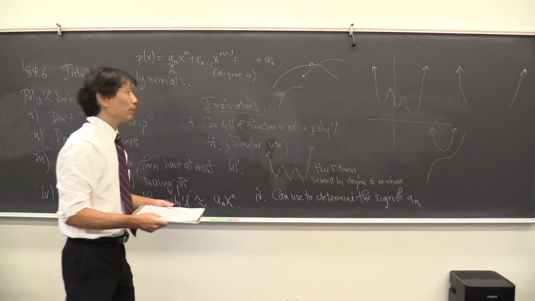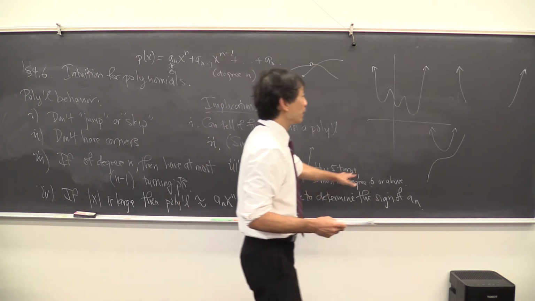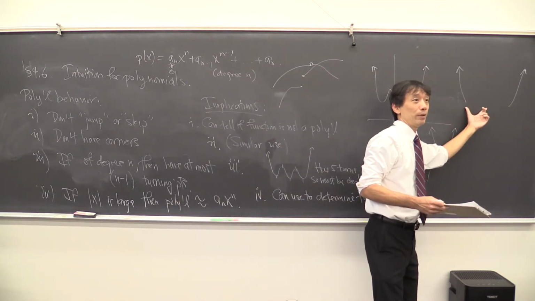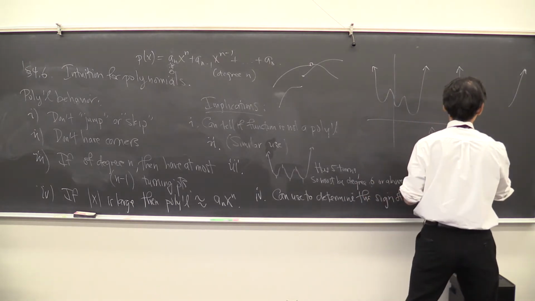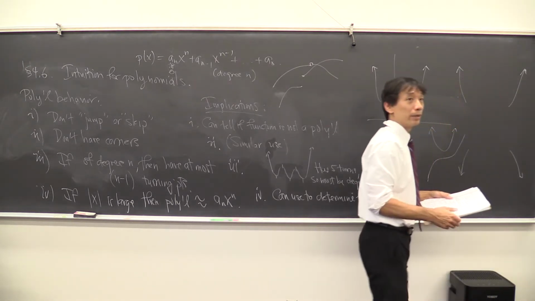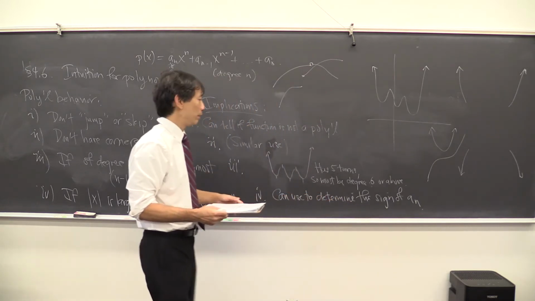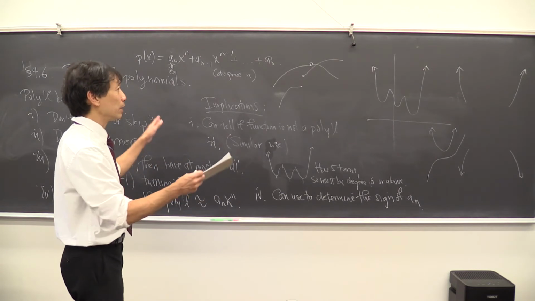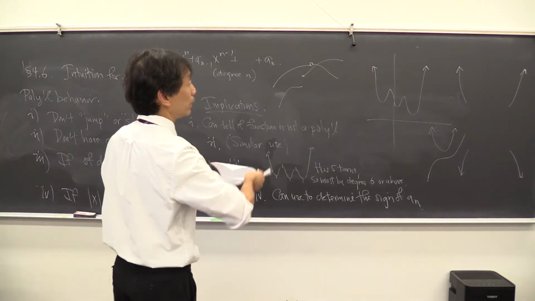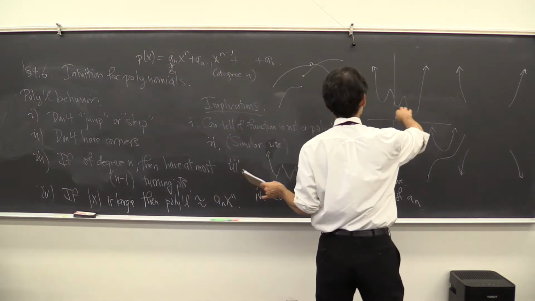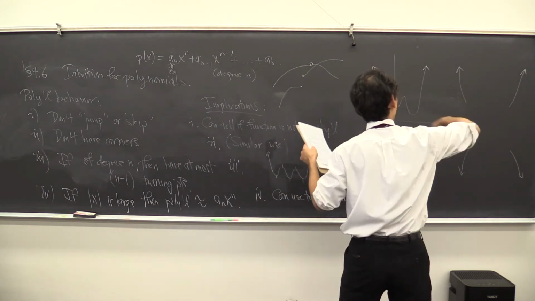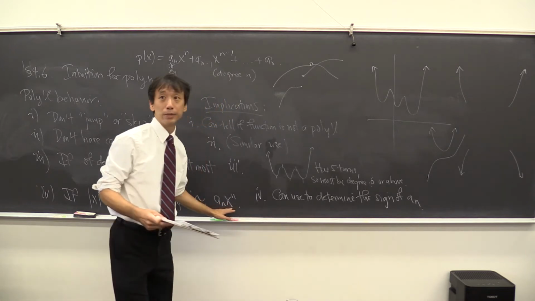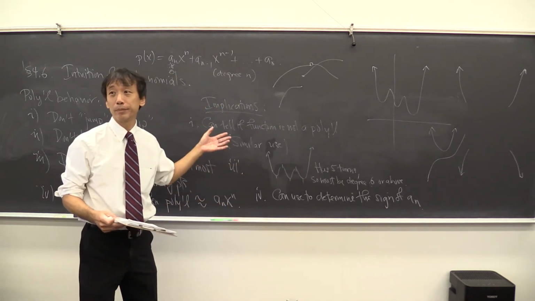Here you can see that the top term has to be positive, because if the top term were negative, it would be going down like that. So number 4 sort of says, look at the rough behavior, and then you can tell what the sign is. The sign is going to be positive.